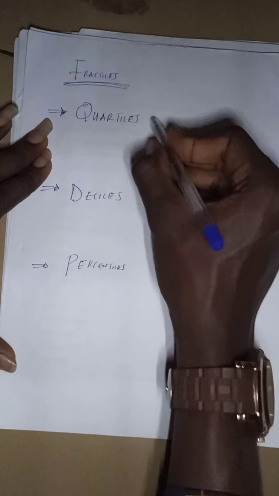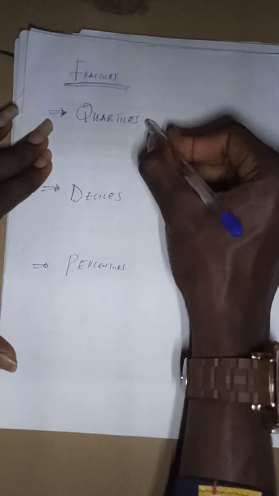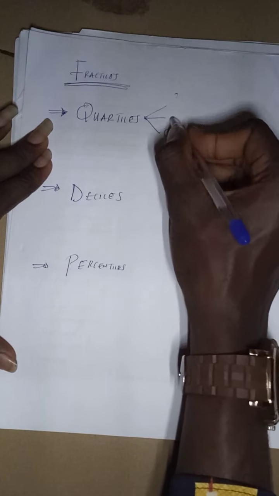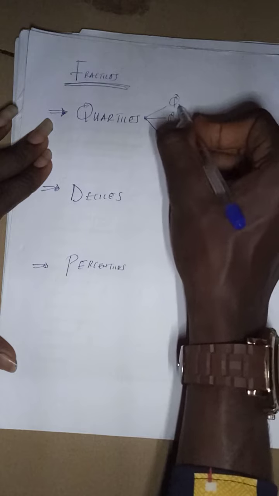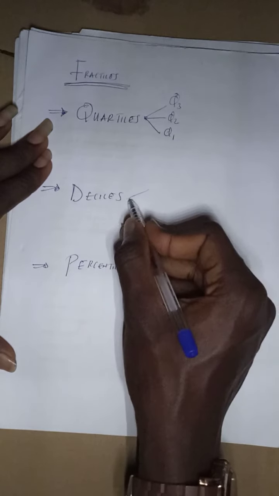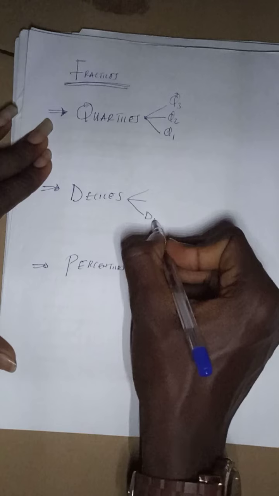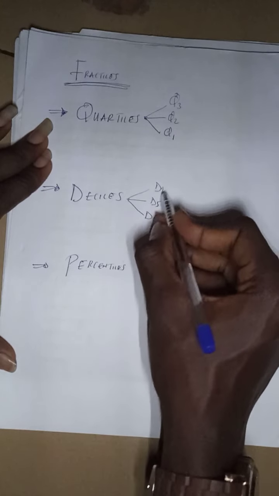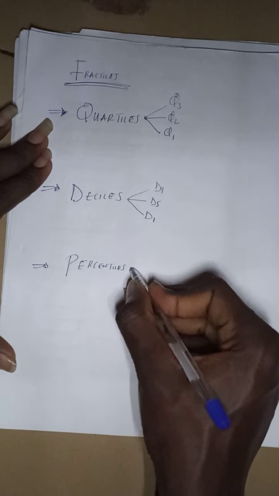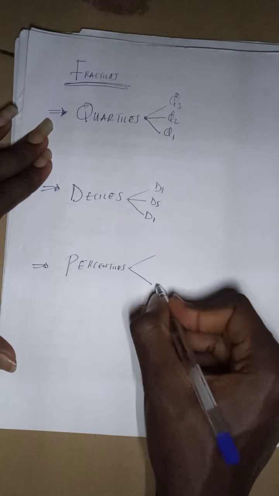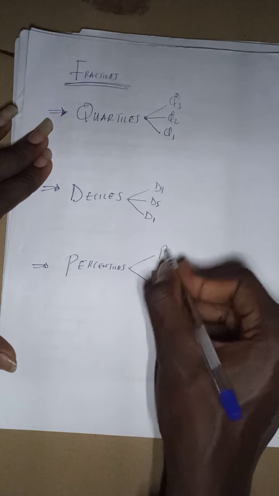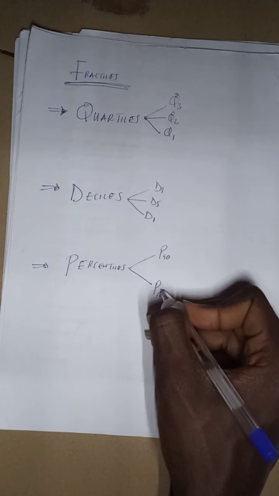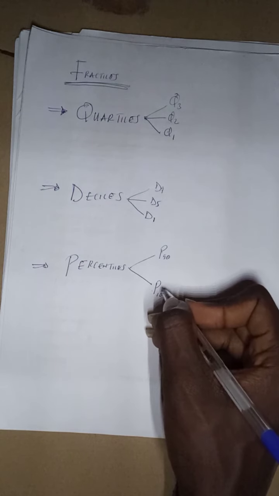Take note of that. So you see these quartiles, we have 3 of them: the lower quartile, the middle quartile, and the upper quartile. But for deciles we have 9 of them: the lower decile, the middle decile, and the upper decile, that is from D1 to D9. And then for percentiles, you have the lower, which is P10, and the upper, which is P90. We make use of P10, P20, P25, P30 all the time.